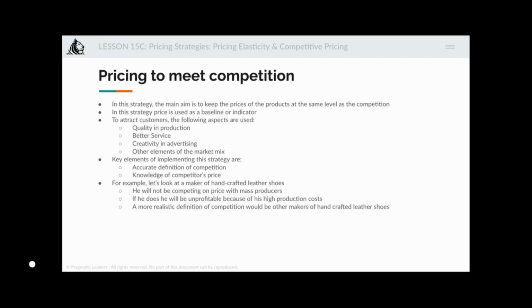You will figure it out based on such things, right? So if you look at, for example, a handcrafted leather shoe maker, he will not be competing on price with mass producers, right?